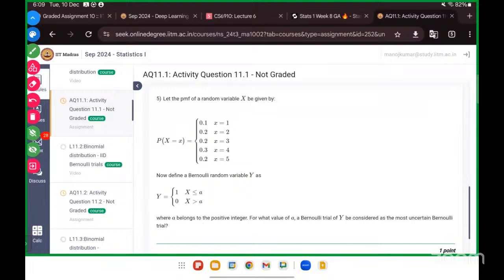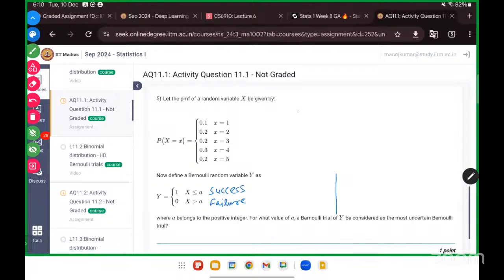So you can consider y value 1 as success. Now random variable y has two values, 0 and 1, defined like x is less than a or x is greater than a. Now they are asking, where a belongs to a positive integer, for what value of a can the Bernoulli trial of y be considered the most uncertain?